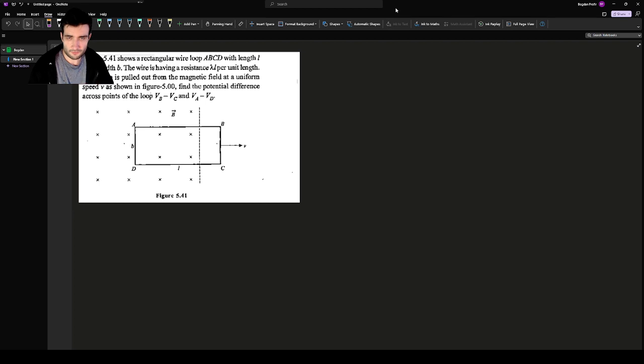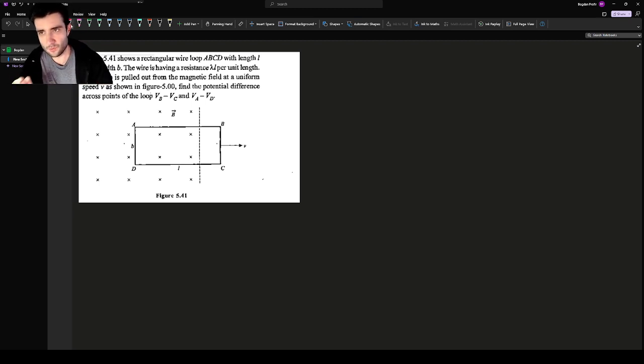So, for this particular question, we're dealing with a rectangular wire loop, just a rectangle made of wire. We call this rectangle ABCD. We know the length and the breadth. We're not given any numbers, we just have the symbols.